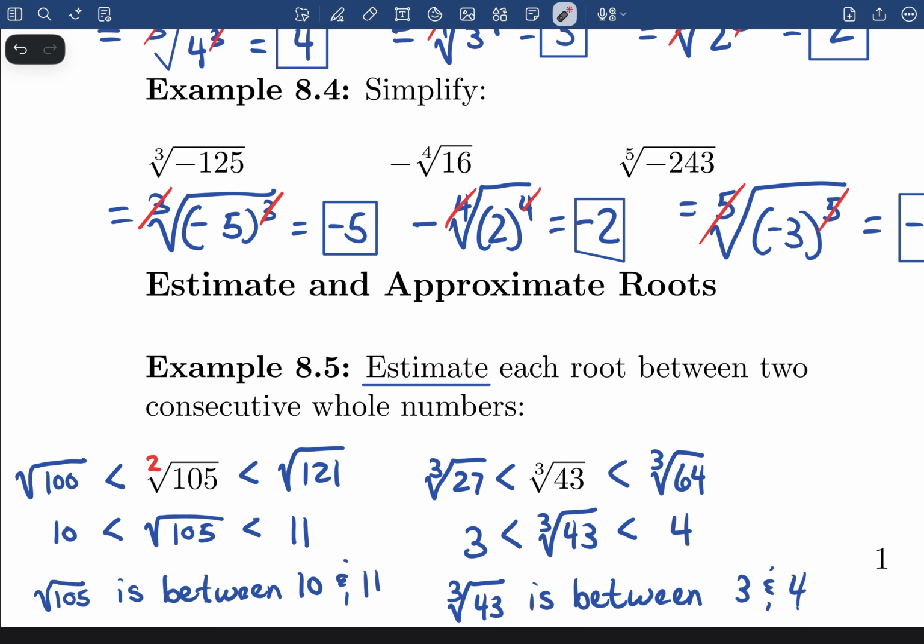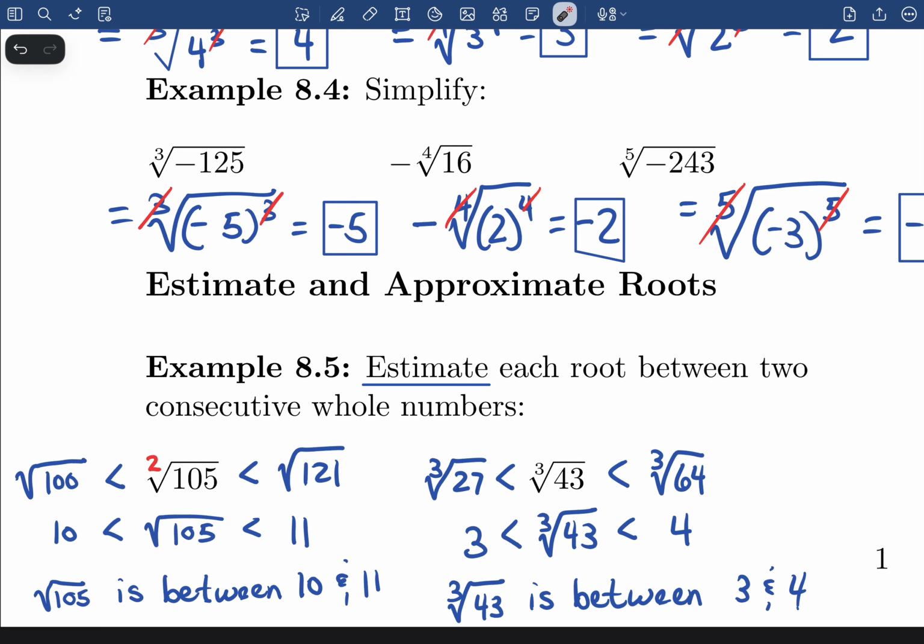Great. This is a useful skill because sometimes the value under a square root is not a perfect square, and so I can use this perfect square before it and the perfect square after it to estimate that that value is somewhere between this. That helps my brain. I'm like, the square root of 105, it's got to be a value between 10 and 11.